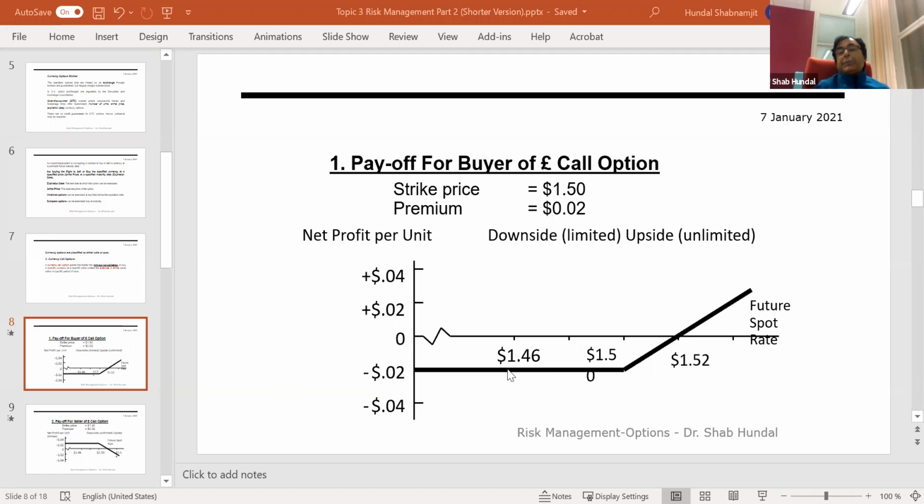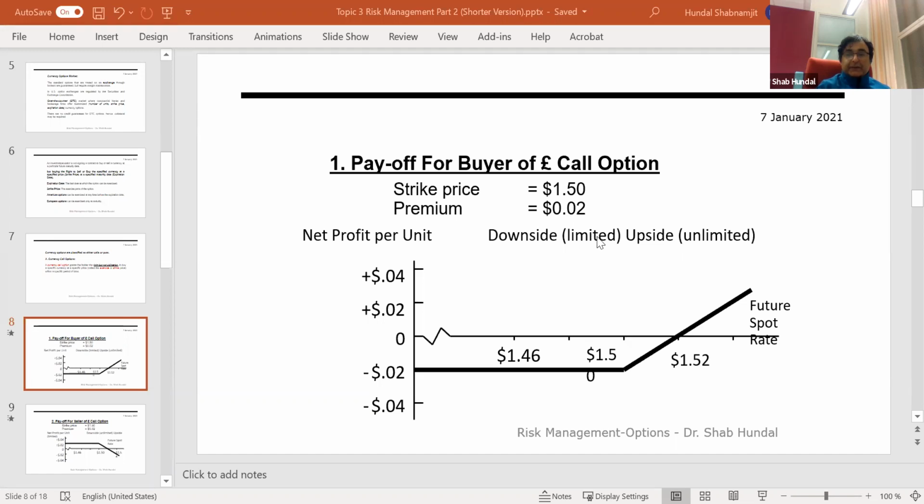But you will not lose more than 2 cents. As I wrote the phrase here, your downside means your potential loss, and upside is potential gain. Your potential downside is limited to 2 cents, equal to the premium of the option, the price of the option. So when the market price is less than the strike price, you don't exercise the option. The option is called out of the money, OTM, and your maximum loss is 2 cents.